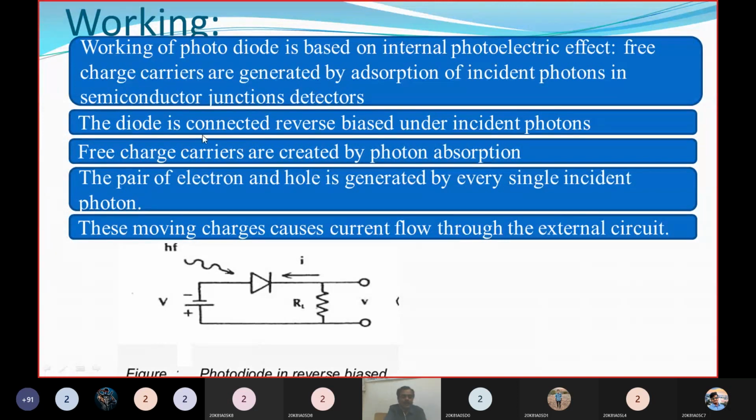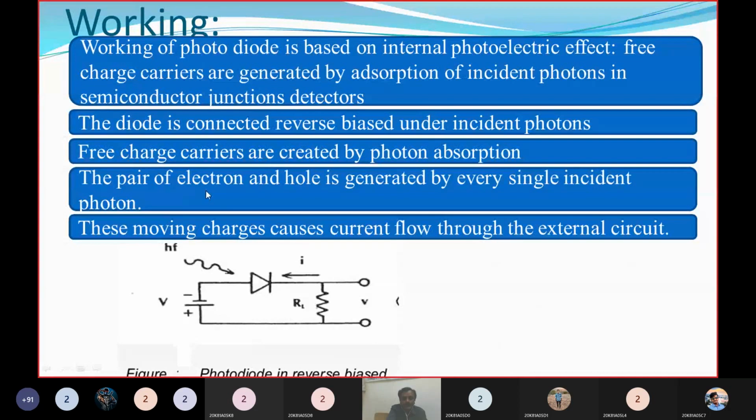Now the diode is connected in reverse bias under the incident photons. Free charge carriers are created by photon absorption. Whenever light is incident on that junction diode, a photon will be absorbed. If a photon is absorbed, free charge carriers will be developed. A pair of electron and hole is generated.